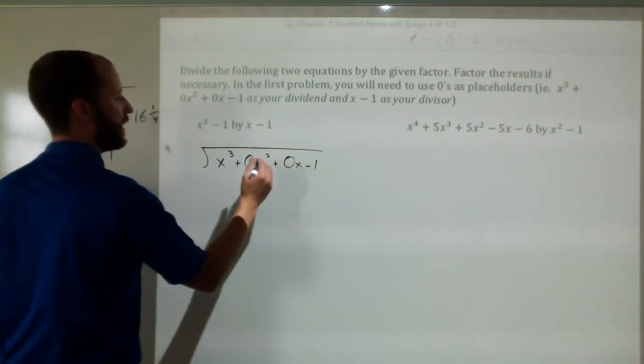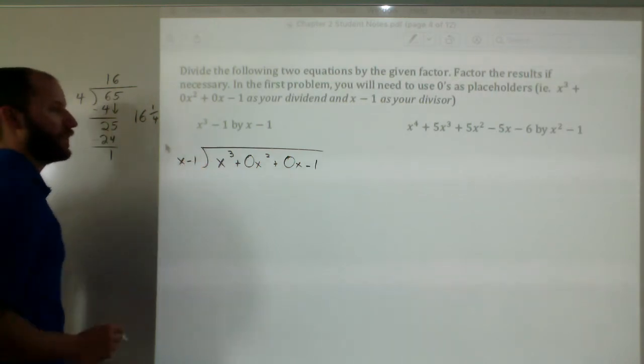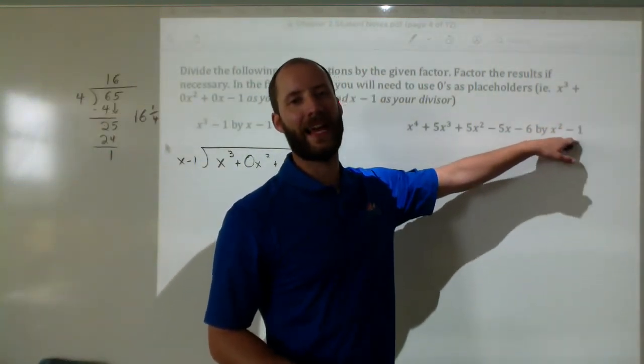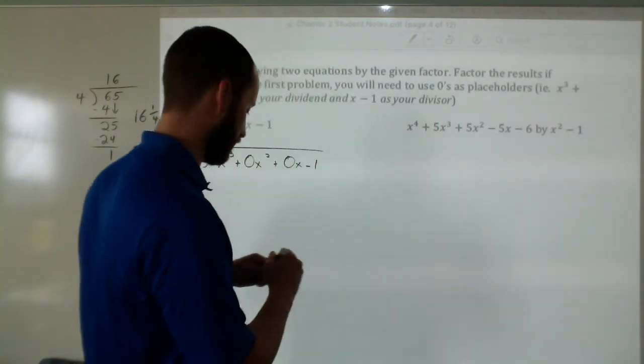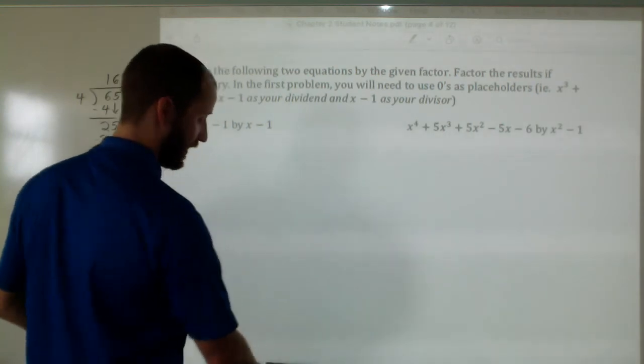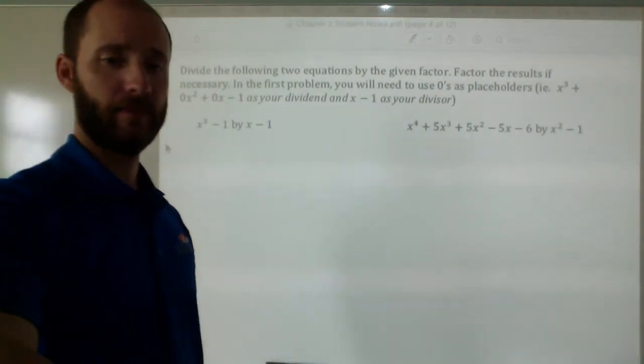So you can do that under the division sign. You can also do it with what you're dividing by. Make this x squared plus 0x minus 1. There's a lot going on in these problems, a lot of mental math. The more organized you can be, the better.